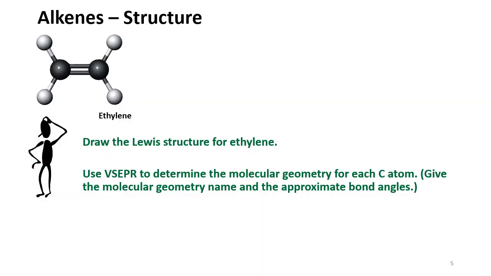Let's go ahead and try to draw a Lewis structure for the simplest alkene, ethylene. And then once you have the Lewis structure, use VSEPR to determine the molecular geometry for each of the 2 carbon atoms. And when we say determine the molecular geometry, that means give the molecular geometry name and the approximate bond angles. Go ahead and try that and come back when you're done.